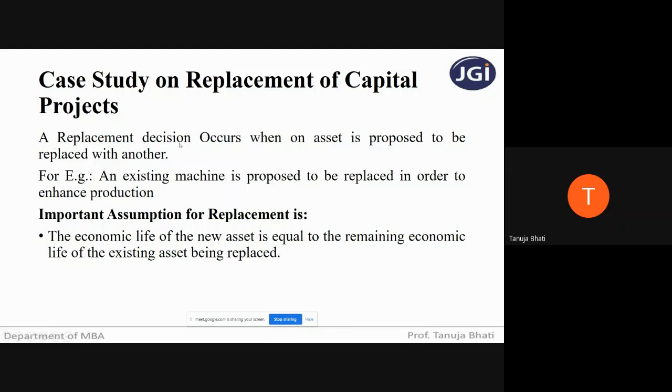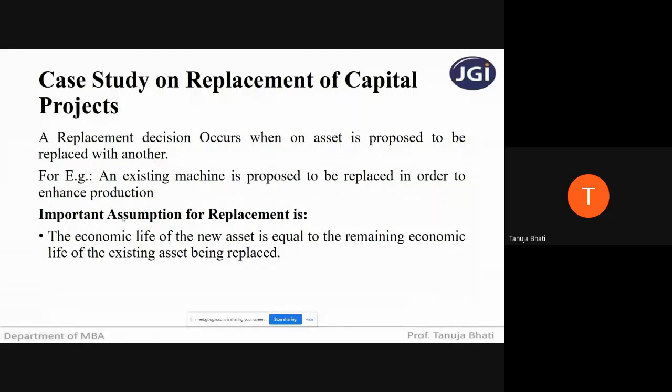A replacement decision occurs when an asset is proposed to be replaced with another. See, replacement decision means what? Suppose an asset has become old. So you have to take a decision whether I should continue with that old asset or should I purchase a new asset? Should I replace the old asset? Obviously, when you're replacing the old asset, you want to purchase a new asset. So how to make this decision, students? This is a replacement decision, which is called replacement of capital project. How to make this decision, we will see now.